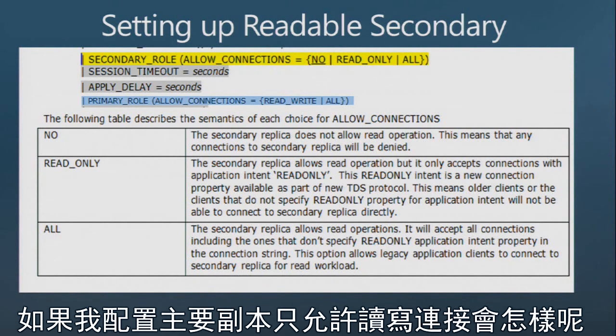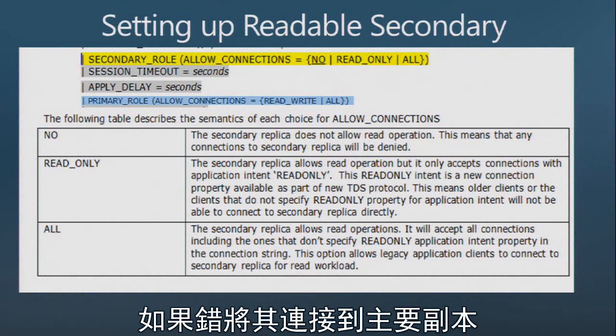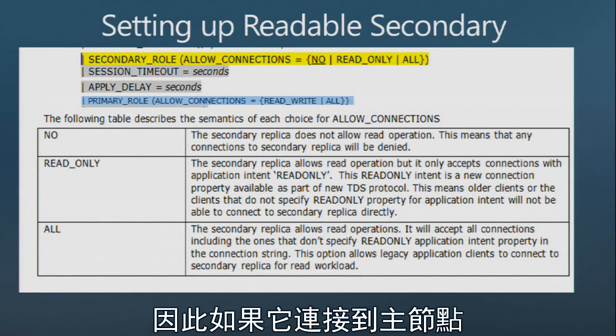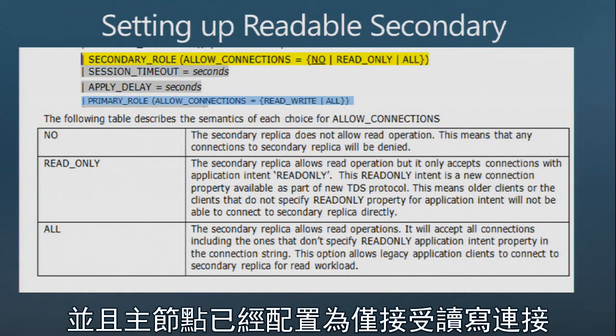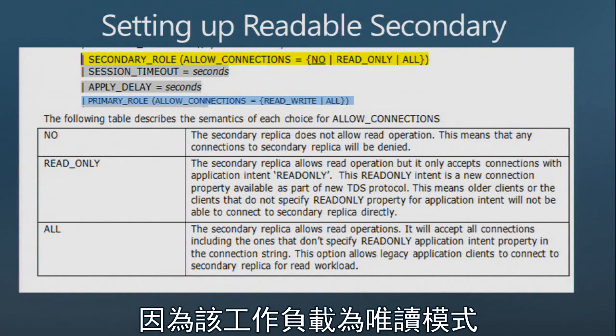So if I have configured my primary replica to say only allow read write connections, okay? Now if I was submitting a reporting connection, which says my intent property is read only, and by mistake it connects to the primary, right? I mean, you can always manually connect to a node. So if it connects to the primary, and the primary has been configured to say I can only entertain read-write connections, what will happen is primary will deny the connection to this reporting workload because it says read-only.